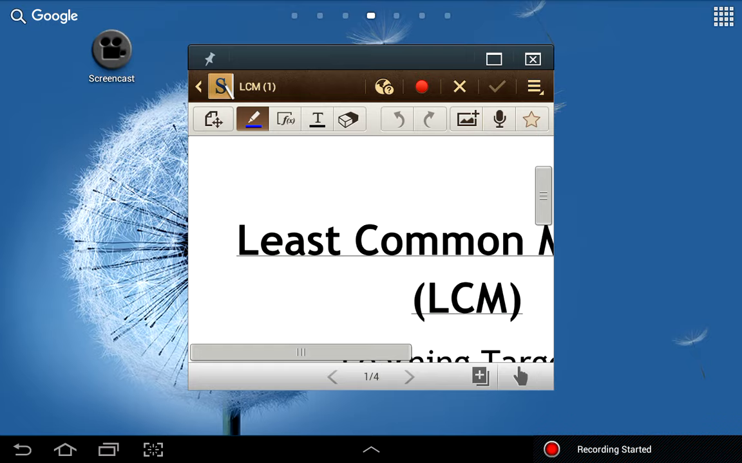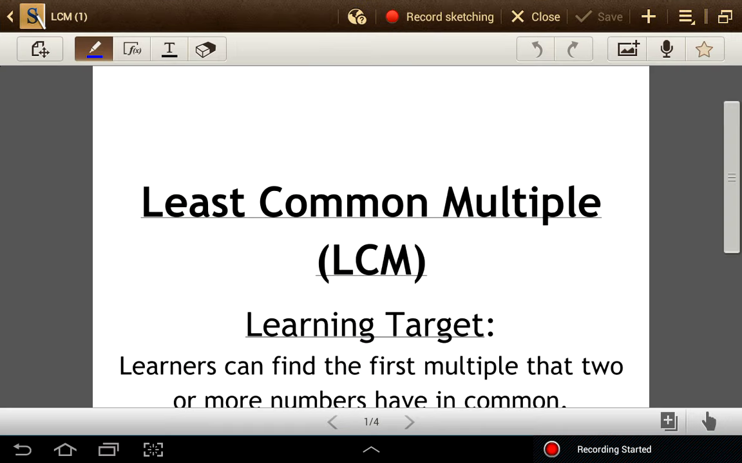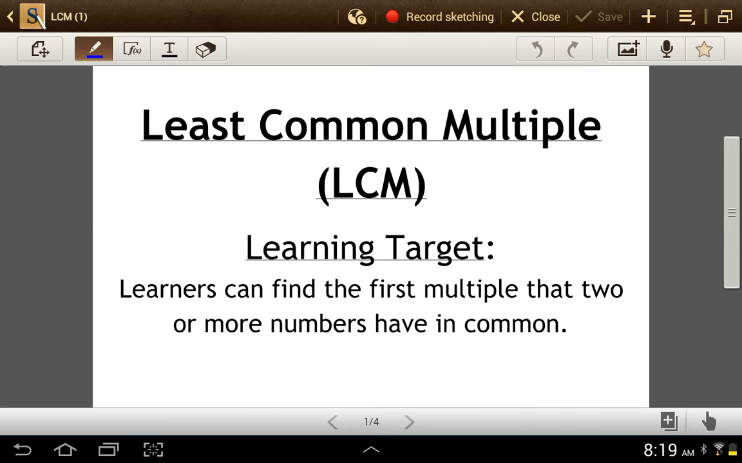Okay, here's our video for least common multiple, which we'll call LCM. Our learning target is learners can find the first multiple that two or more numbers have in common. So make sure you write least common multiple, LCM, as the title of your page, and then write down the learning target so that you know what this video is about. If you need to pause, go ahead. Otherwise, I will be going on to my next screen.